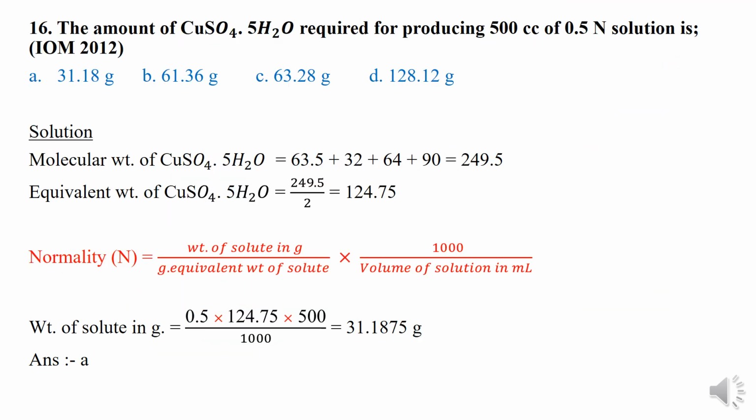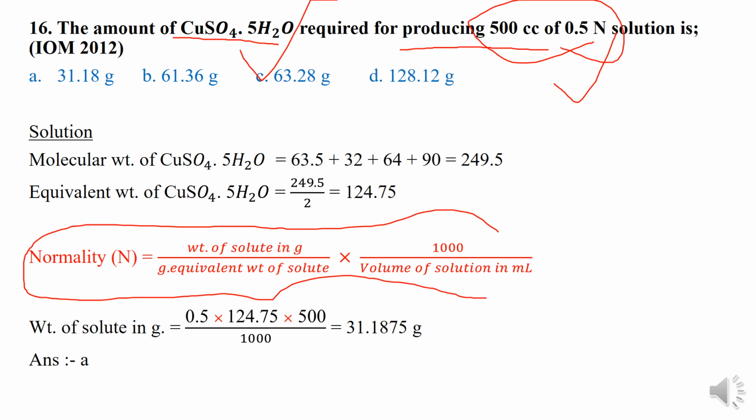Next question, the amount of copper sulfate pentahydrate, CuSO4.5H2O, also known as blue vitriol, required for producing 500 cc of 0.5 normal solution is, right? Remember this formula to calculate the amount of blue vitriol. Here weight of solute in gram means the amount of blue vitriol. So the molecular weight of blue vitriol: 63.5 is the atomic weight of copper, 32 is the atomic weight of sulfur, and 16 into 4 plus 18, the molecular weight of water, into 5, so 249.5.